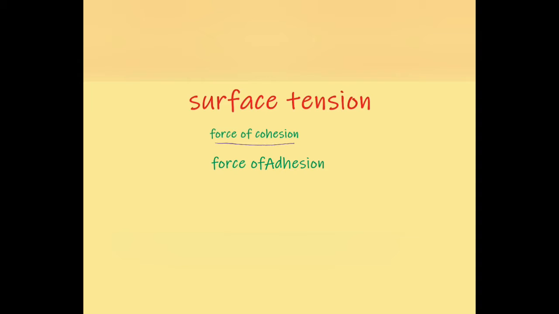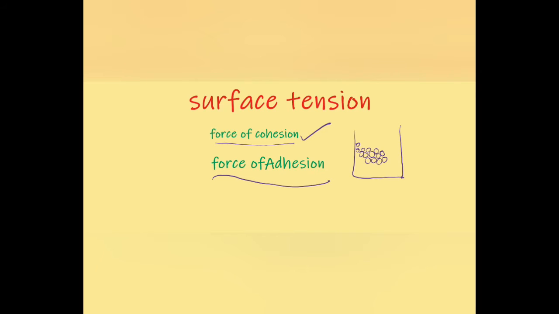Force of cohesion. What is force of cohesion? When you take water in a glass, you know that there is a force of attraction between the water molecules. This is the force of attraction between molecules of the same kind. This type of force of attraction is called force of cohesion. But there is also a force of attraction between the tumbler and the water molecules. This is the force of attraction between molecules of different kinds. This is force of adhesion.